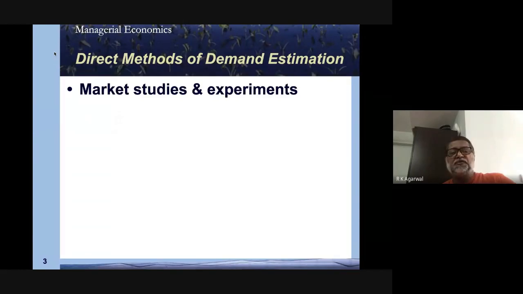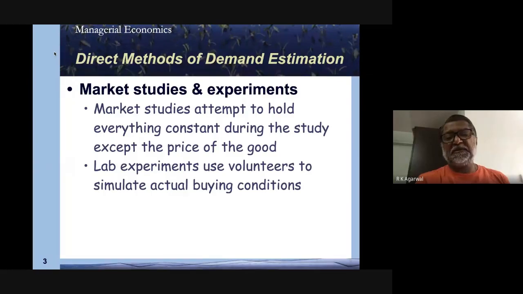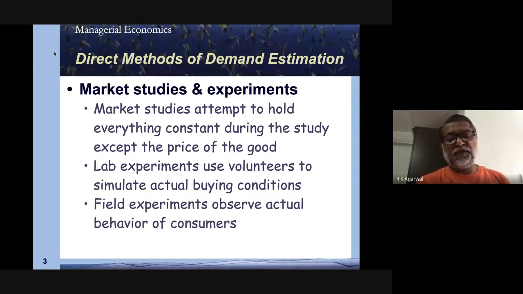Of course, as you were saying, there are market studies and experiments that you can go for. Market studies attempt to hold everything constant during the study except the price of the good. You conduct an experiment. If price is held constant at this level, then what will be the demand for your car? If price is changed from one level to the next level, then what will be the demand for your car, etc. Lab experiments use volunteers to simulate actual buying conditions. These are not the things which we will discuss in these classes. Of course, field experiments observe actual behavior of consumers.